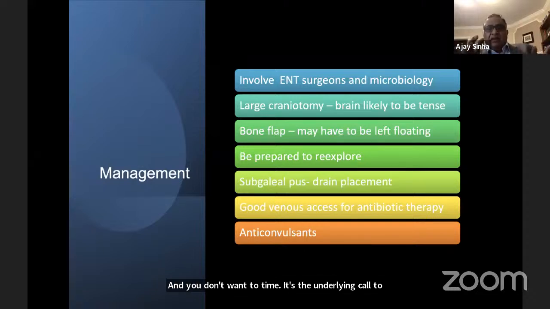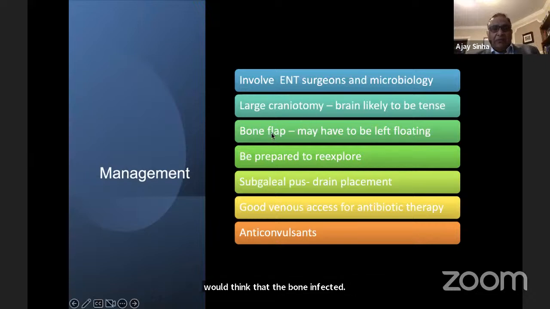The bigger, the better. At times, as we saw in the last case, we may not be able to fix the bone flap, and the dura may have to be left open, because most of the time you have to go in again. I have seldom thrown bone flaps away, though there are people who would think that the bone is infected. I get away without throwing the bone flap, just leaving it floating. At a later date, if I have to go in again, I'll fix it back. But if the brain is very tense, I leave it floating.